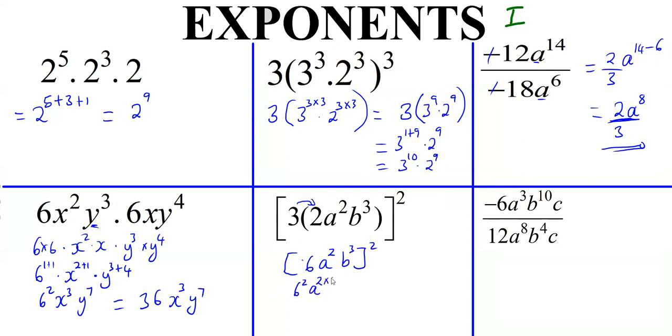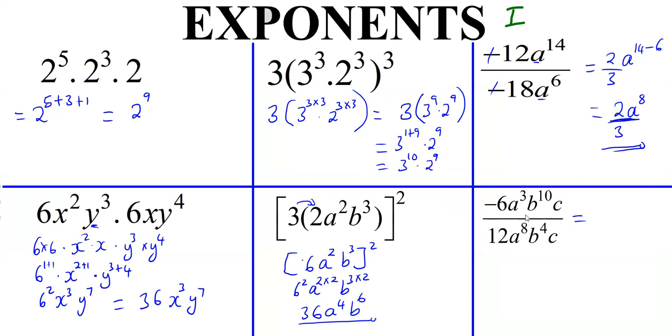2 times 2. Then also B 3 times 2. Then what do we get here? 6 squared is going to be 36. Then A to the power 2 times 2 is going to be A to the power of 4. What about B to the power 3 times 2? It is going to be B to the power of 6. That's what we see there. So here we are not adding, we are multiplying because it's an exponent outside the bracket.